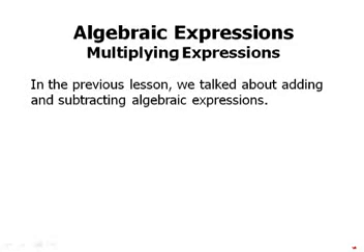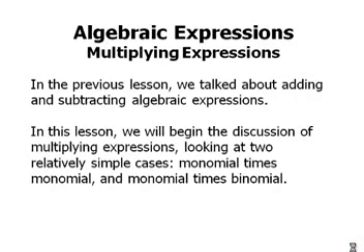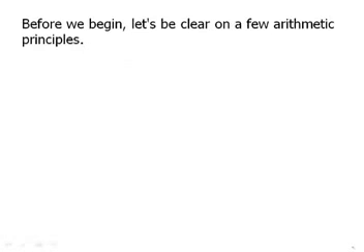In the previous lesson, we talked about adding or subtracting algebraic expressions. In this lesson, we will begin the discussion of multiplying expressions, looking at the two relatively simple cases, monomial times monomial and monomial times binomial. Before we begin, let's be clear on a few arithmetic principles. It's very important to realize when we get to algebra, all the algebra is obeying basic arithmetic principles, and so we have to be clear on our arithmetic.